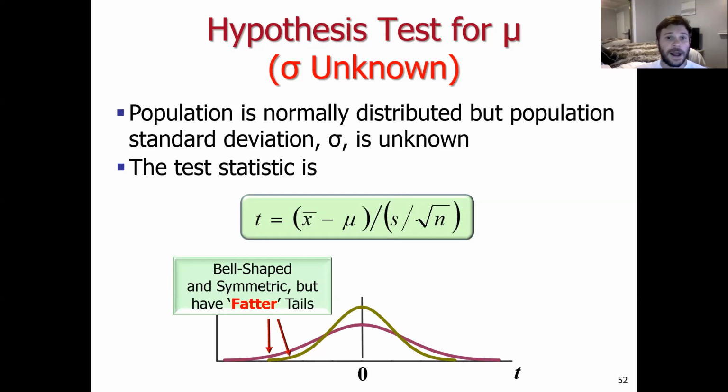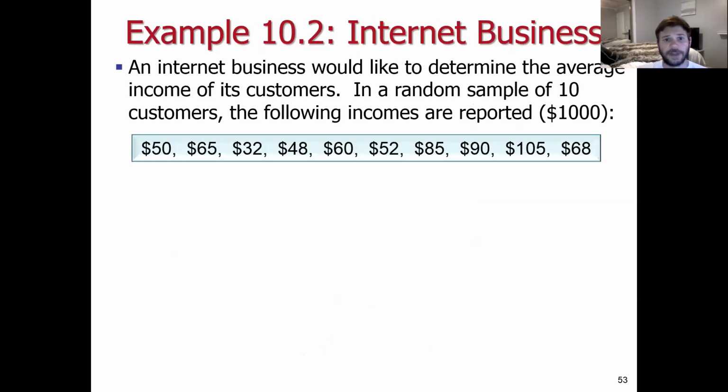Now we're going to jump right into a case study here, looking at an internet business that would like to determine the average income of its customers. In a randomly selected sample of 10 customers, the following incomes are reported, measured in thousands of dollars. So we have a sample size of 10. Obviously, we can't apply the central limit theorem here and assume that the sampling distribution is perfectly normal. So in this case, we're going to go ahead and use the student's t-distribution to compute our sample statistics.